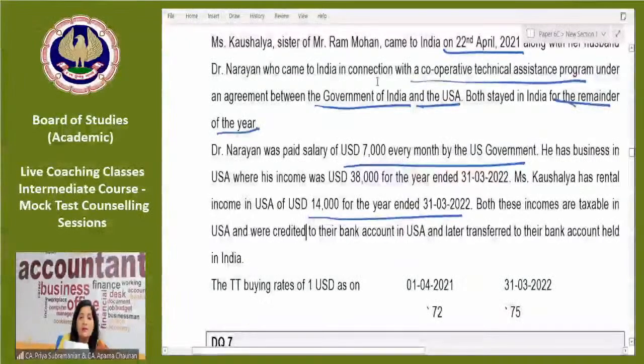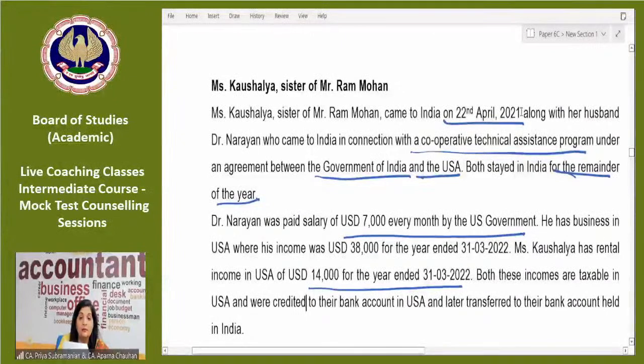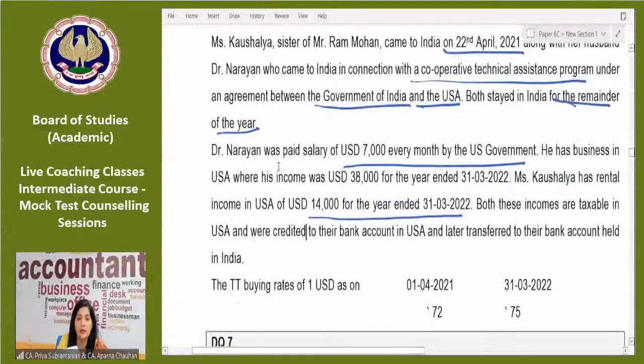Ms. Kaushalya and Mr. Narayan came to India on 22nd of April. They become resident but not ordinary resident for the previous year 21-22. It means that their global income would become taxable in India, even though the income arising outside India in USA, from the business income or the salary income, everything would become taxable in India. So Narayan also, and in case of Kaushalya also. Is it so?